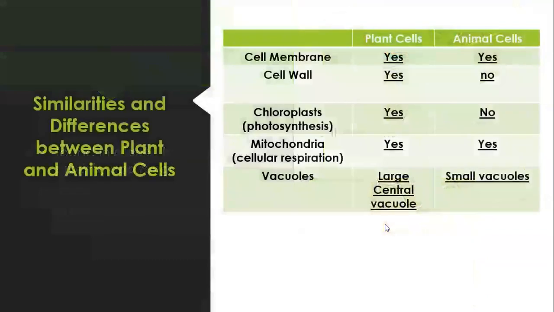Okay, so some similarities and differences between plant and animal cells. Plant cells, do they have a cell membrane? Yes. Do animal cells have a membrane? Yes. Do plant cells have a cell wall made of cellulose? Yup. Do animal cells have a cell wall? No. Plant cells, they have chloroplasts? Yup. Animal cells? No. Mitochondria, plant cells? Yes. Animal cells? Yes.